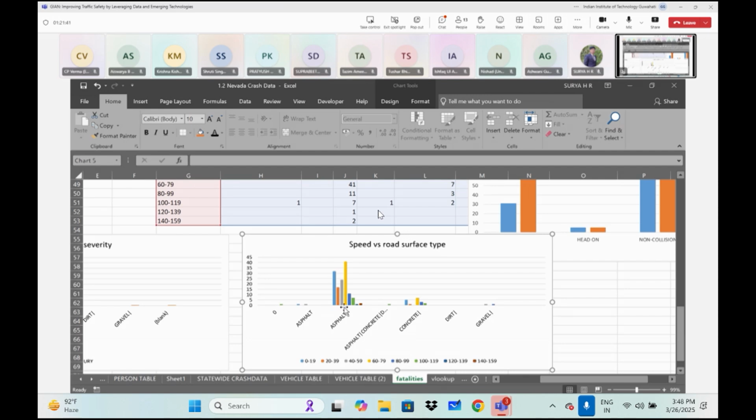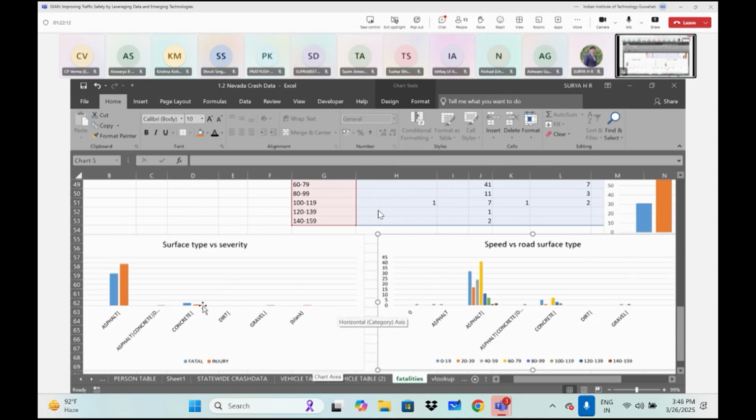What is on the y-axis? The y-axis is the number of observations. The color coding is 0 to 20 km per hour, 20 to 40 km per hour, and so on. A major difference is not found between asphalt and concrete. In the distribution, most vehicles are traveling at 60 to 80 km per hour, in concrete and in asphalt also. But yesterday we observed that more fatalities are observed in concrete. Okay, interesting, even though speeds are not that high.